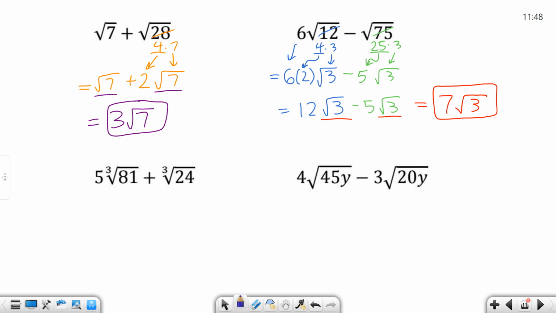And then 5 cube roots of 81 plus the cube root of 24. Again, those are not like terms in the form they're in now, but can I break 81 up? And this time I don't want perfect squares. I want perfect cubes. So 2 cubed is 8. Does 8 go into 81? No. So what about 3? 3 cubed is 27. So this is going to be 27 times 3.